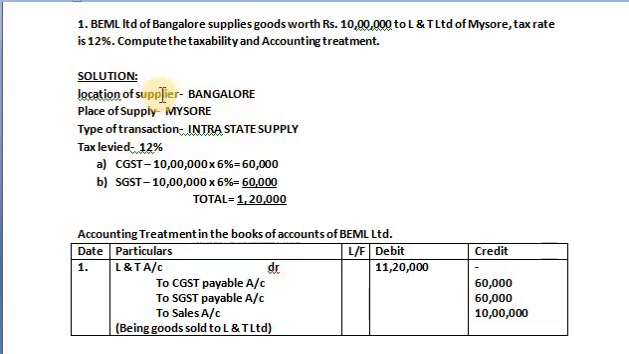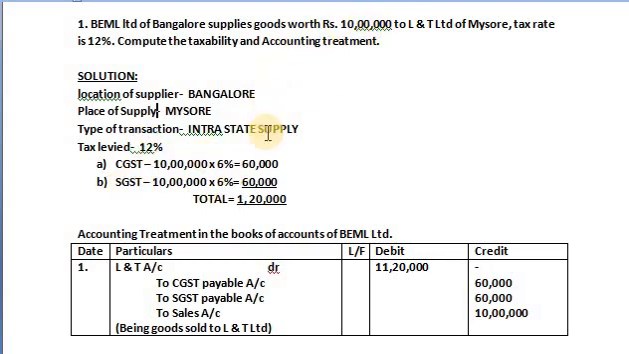These are the information given in the problem. You have to find out the location of the supplier, place of supply, type of transaction, and the tax levied percentage they have given. The moment you know the type of supply, it will be easy for us to calculate. So as it is intrastate supply, CGST and SGST are applicable, and equally we divide it into 6% and 6%.